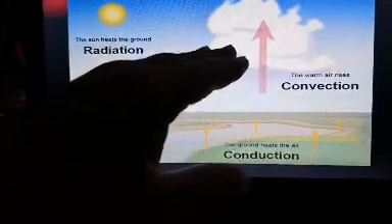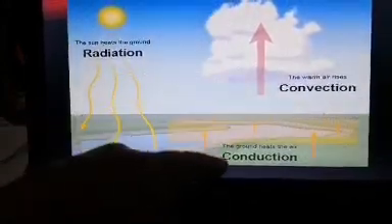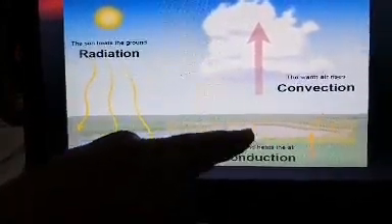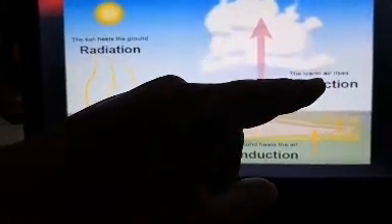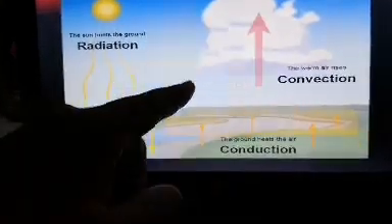You see the sun transfer the heat to the earth by radiation, and the ground heats up, and the hot air becomes conduction, and the warm air rising is convection.